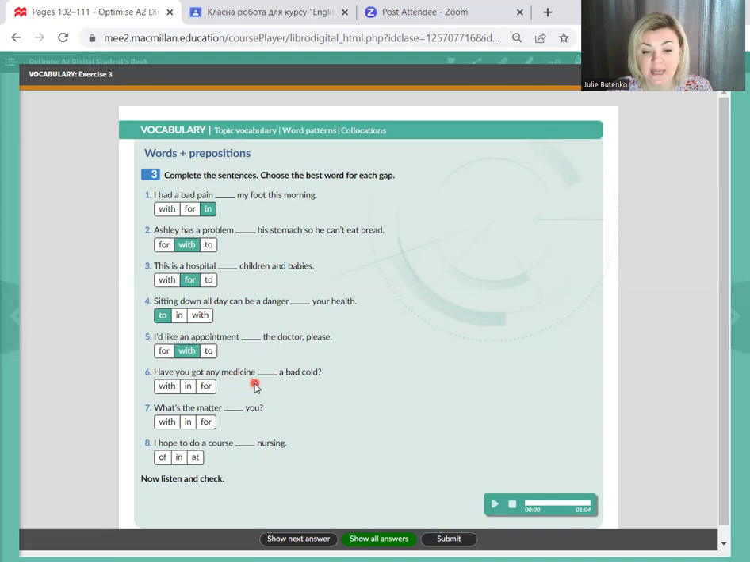Have you got any medicine with, in, for a bad cold? For. What's the matter with, in, for you? With. I hope to do a course of in, at nursing. In. Number one, in. Two, with. Three, for. Four, to. Five, with. Six, for. Seven, with. Eight, in.